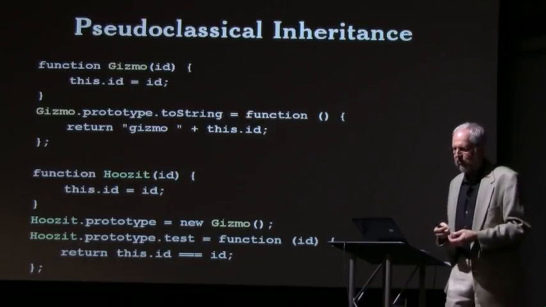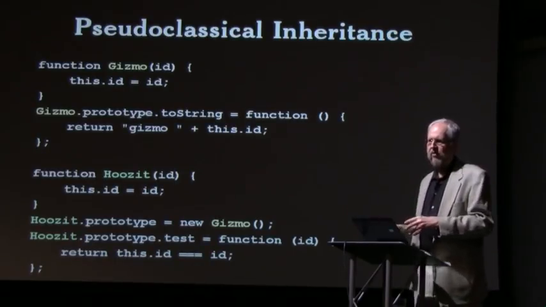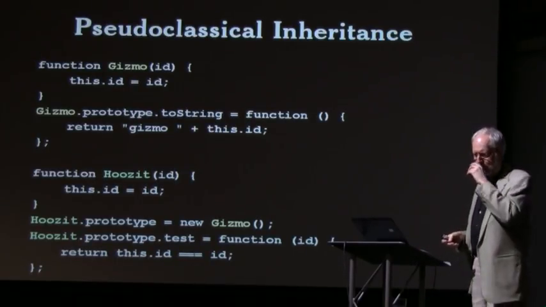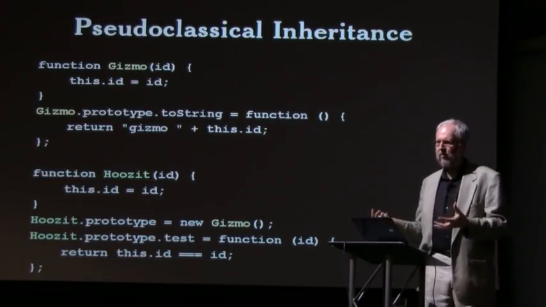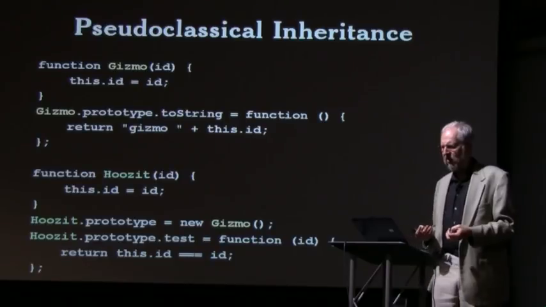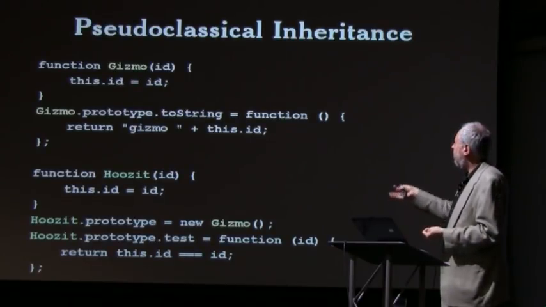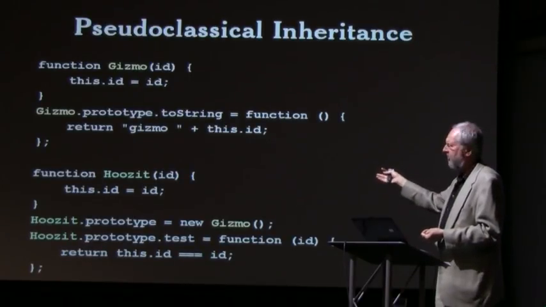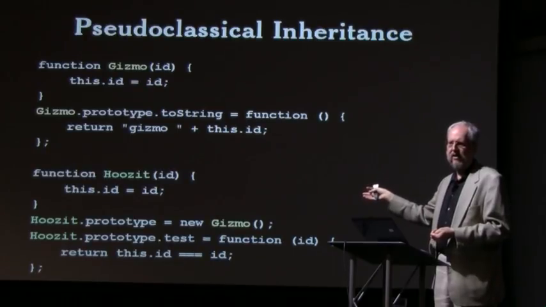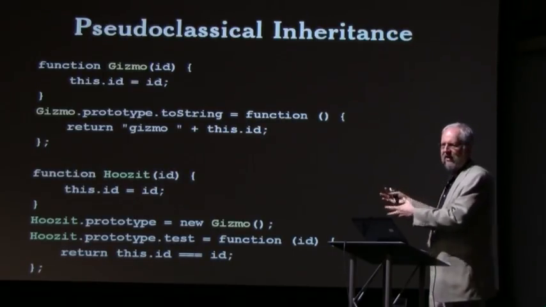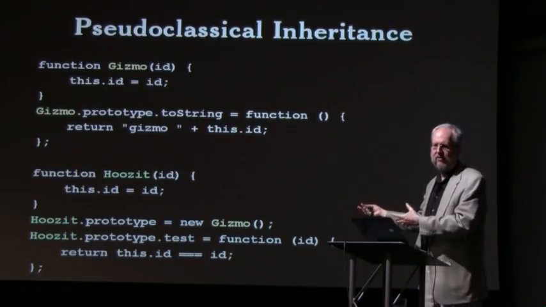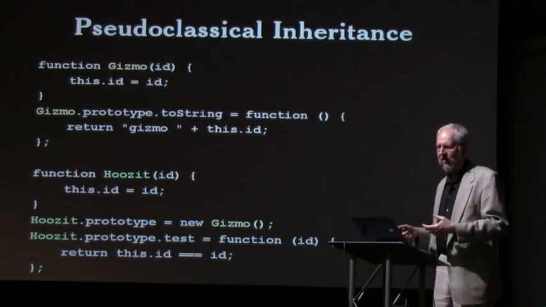Here's Gizmo and Who's It again. This is how we would write it again in the classical style, pseudo-classical style. And it still bothers me how all the stuff's hanging out. And also, Gizmo's got a constructor and Who's It's got a constructor, and they both do the same thing. So even though one inherits from the other, we don't get the advantage of that code reuse. There's some redundant waste going on there.